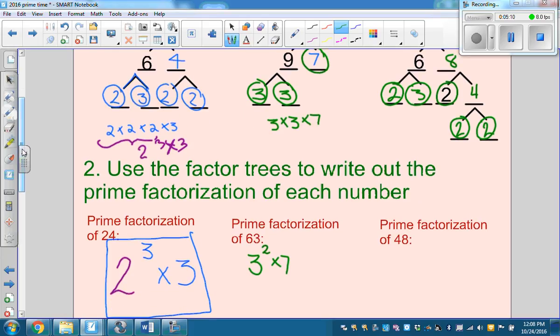So for 48, how do you write that in exponent form? Without exponents, it's 2 times 2 times 2 times 2 times 3. 2 to the 4th power. Correct, to the 4th. 2 to the power of 4 times 3. Do you see that, Aiden? There are 4 twos.